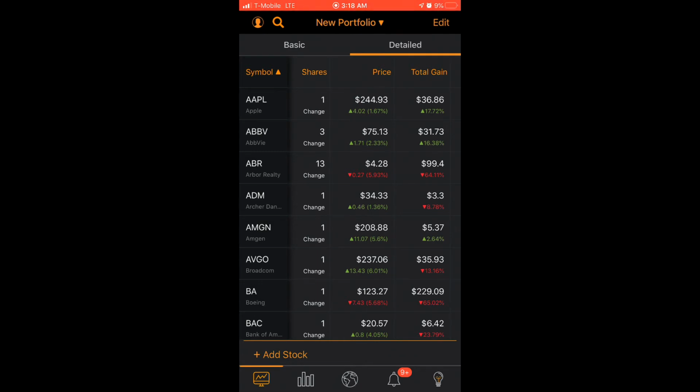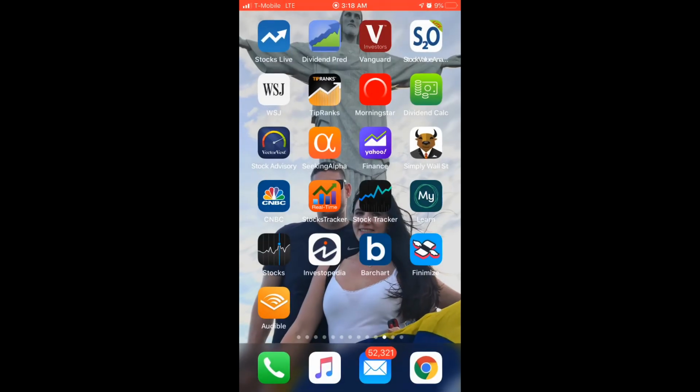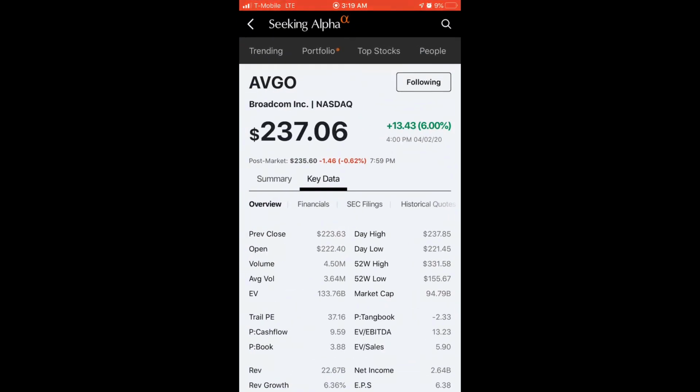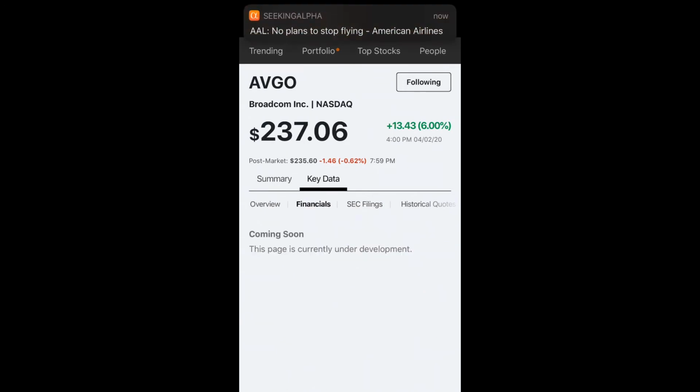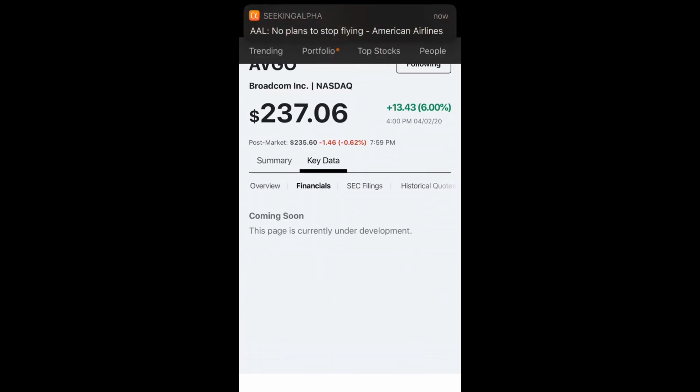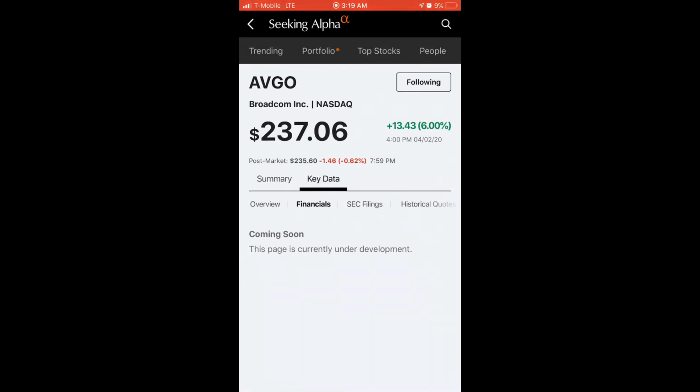I hear about a stock and I say, oh, it seems interesting, and I look at those apps, and then I go to Seeking Alpha on the desktop and I look at the balance sheet. I go to finance here. You see on the mobile it doesn't show.